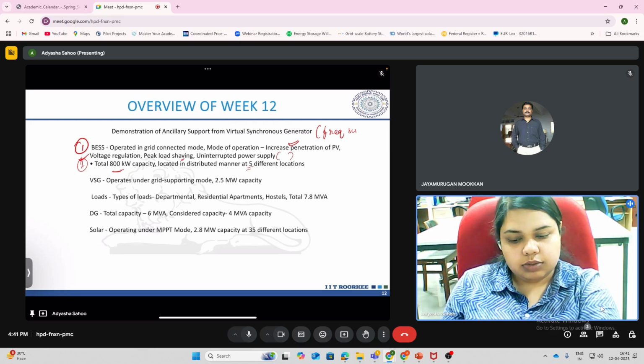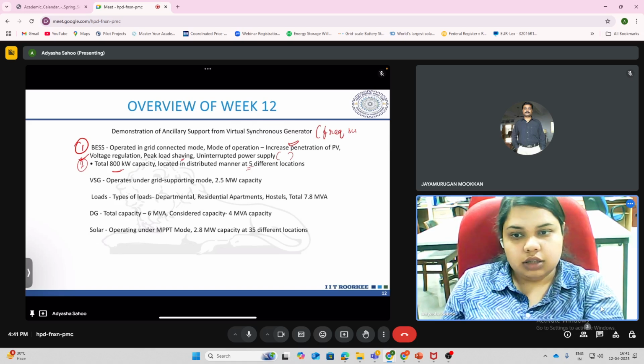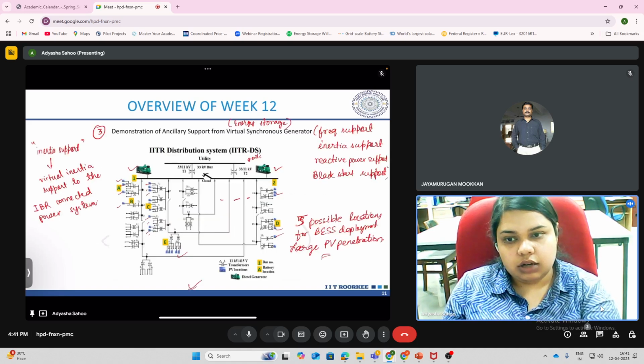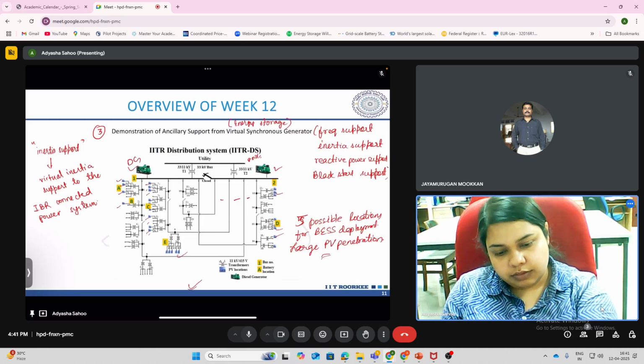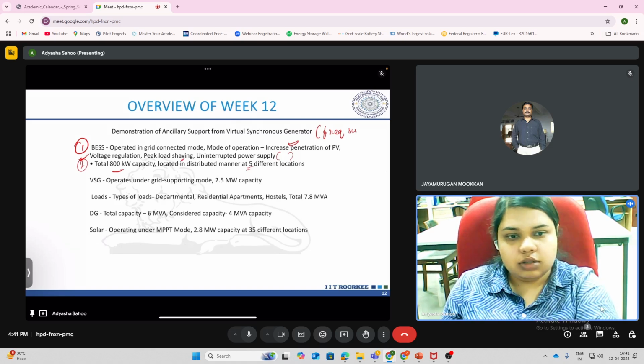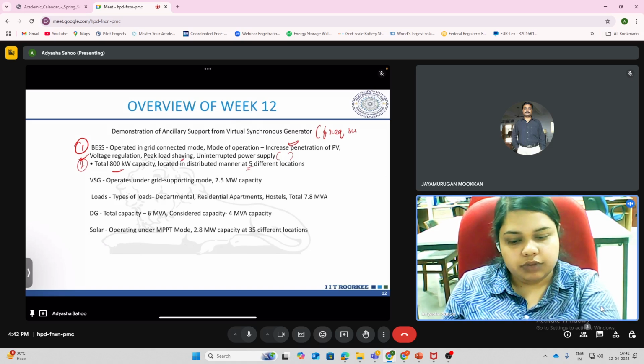Then the various types of load that you have vary as the various departments that are at the IIT Roorkee. Then there are some residential apartments, there are hostels, and the total load of the IIT Roorkee system comes out to be around 7.8 MVA. And then we had two DGs. You see here, we had these two DGs with us. Their total capacity is around 6 MVA. And for this demonstration purpose, we are considering a 4 MVA DG.